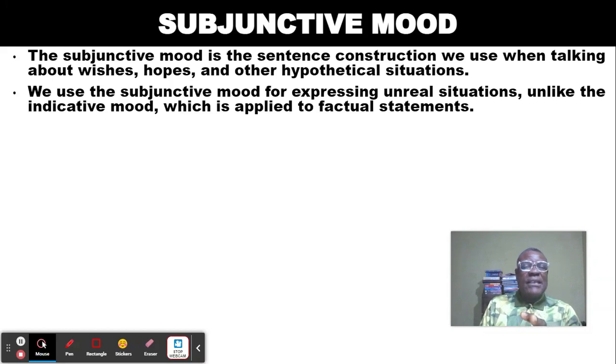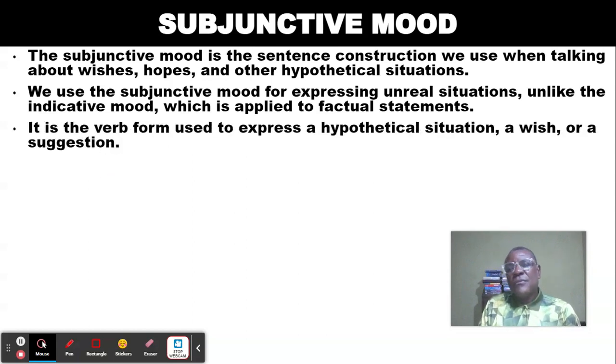Those are the kinds of things that the subjunctive mood is used to express. It is the verb form. Again, you see that it is always the verb form. Don't forget that the verb is the mandatory element of the English sentence. In fact, you can't have any sentence in English without a verb. And to demonstrate how important the verb is in every sentence, a single verb can constitute a sentence.